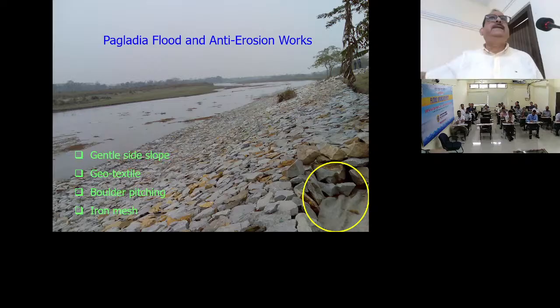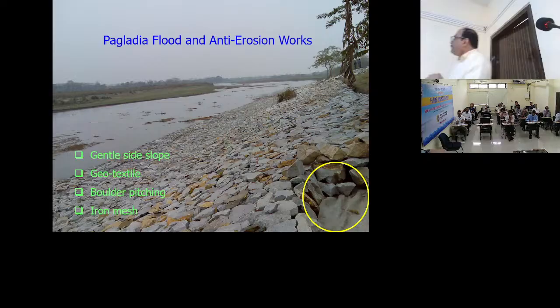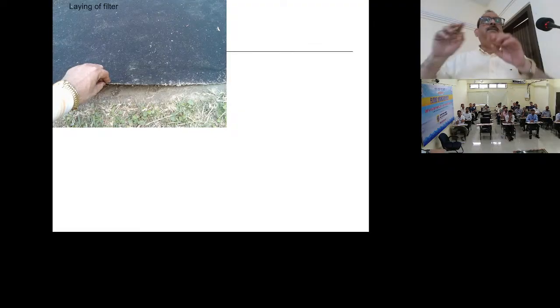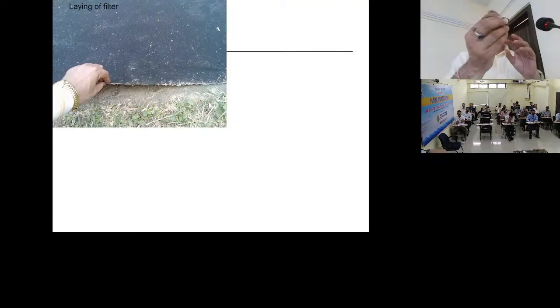Prepare a gentle side slope, then place geotextile on it, and above that, on that slope, do boulder pitching, and then what you said, iron mesh. See, this is the geotextile. First of all, you put the geotextile, it will work as a filter. The property of this mattress is that it will allow the water to pass, but it will retain the soil.